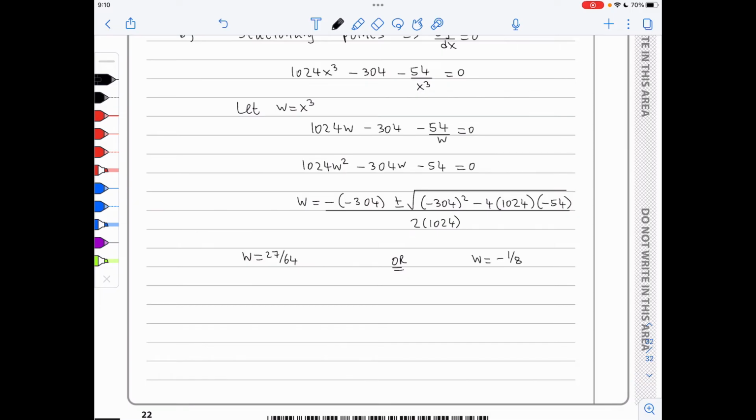Now recall that w was x cubed, so x cubed is 27 over 64, which means that x is the third root of 27 over 64, which is 3 over 4. Or x cubed is minus 1 over 8, so x is the third root of minus 1 over 8, which is minus a half. We haven't finished. We still need to find the corresponding y values.